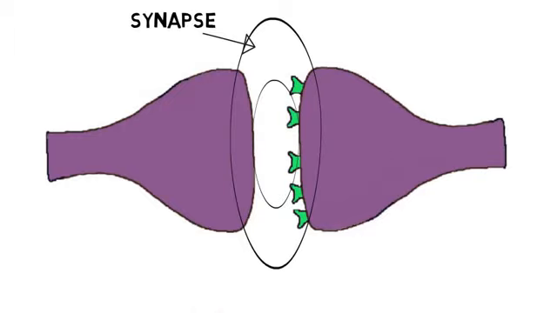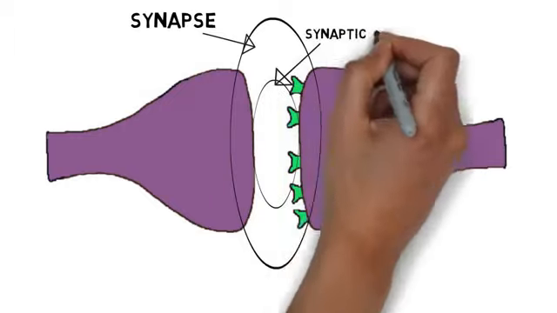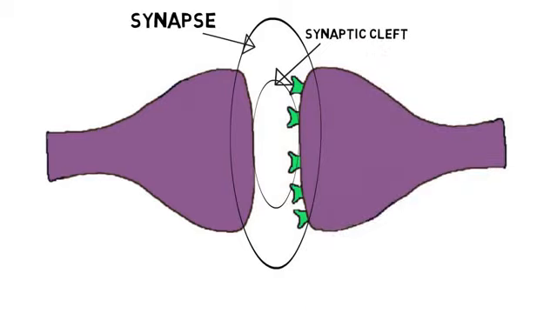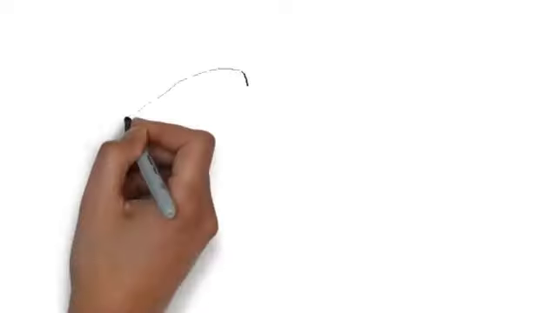The neurons are not actually connected, but are separated by a microscopically small space called the synaptic cleft. The cleft is less than 40 nanometers wide. By comparison, a human hair is about 75,000 nanometers wide.